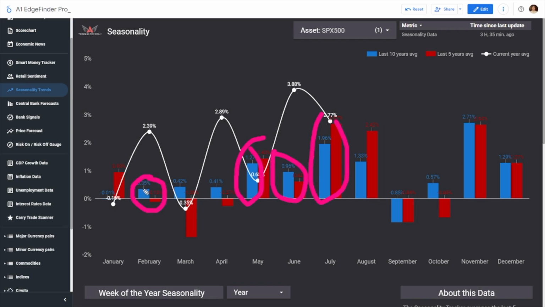Positive expectancy in February slightly. We saw a nice February. The last 10 years were about flat. We saw about flat on January. In April, we saw a slight positive expectancy. We got the positive move.